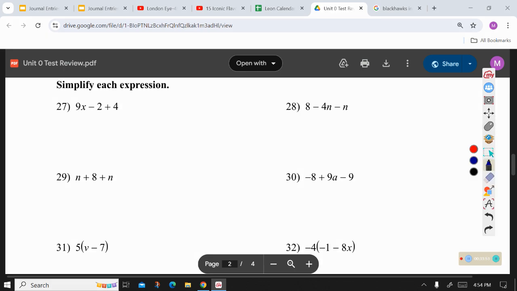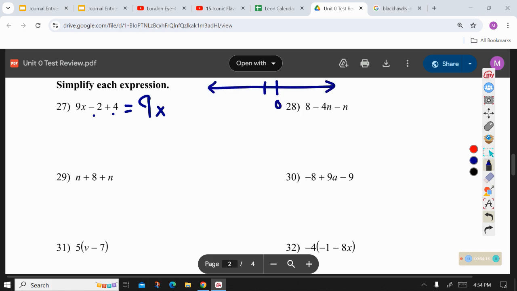And we see in this problem, there are no other x's. So that means the 9x is already as simple as it can be. But now we have minus 2 and then plus 4. Okay, so negative 2 plus 4, well, where does that bring us to on the number line? What's negative 2 plus 4?